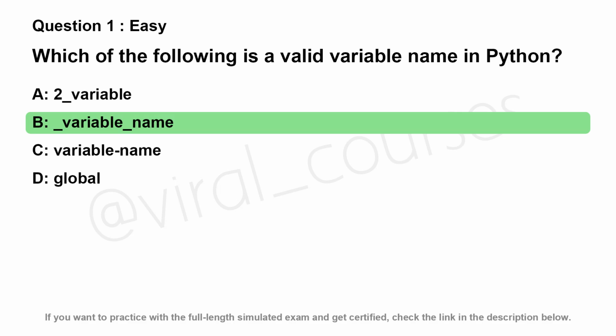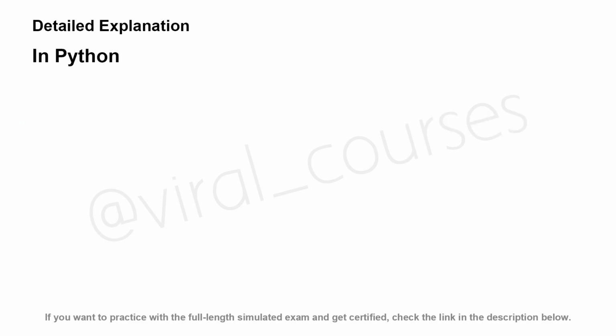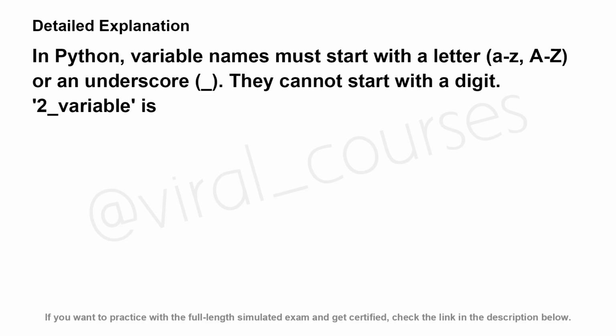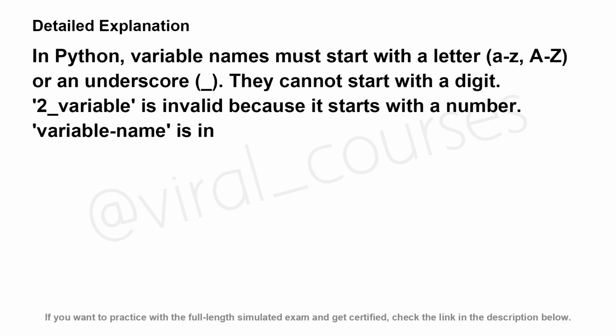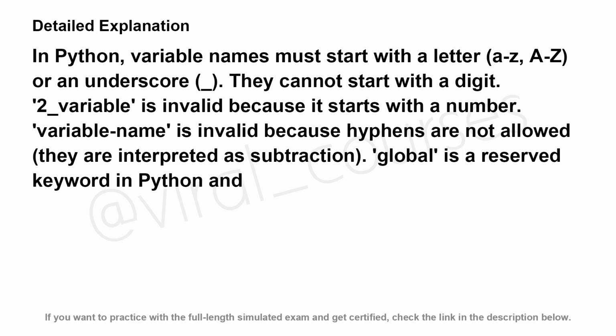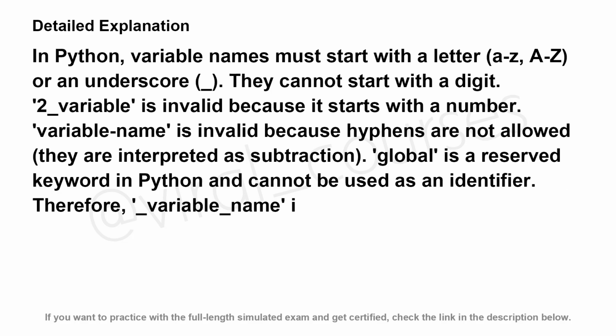The correct answer is B. In Python, variable names must start with a letter A to Z, or an underscore. They cannot start with a digit. 2_variable is invalid because it starts with a number. variable-name is invalid because hyphens are not allowed. They are interpreted as subtraction. Global is a reserved keyword in Python and cannot be used as an identifier. Therefore, _variable_name is the only valid option.